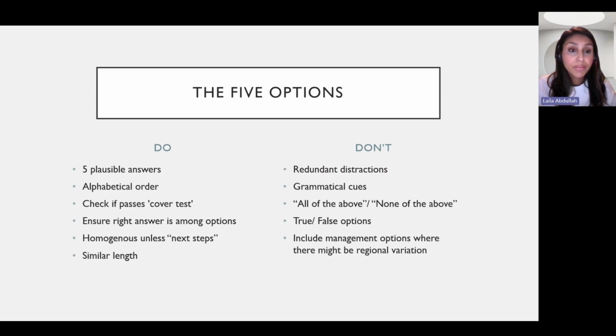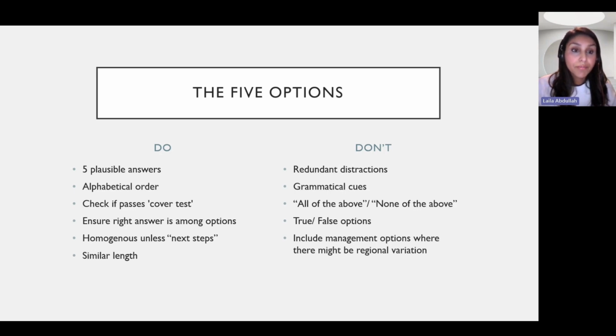So with the 5 options, there should be 5 plausible options. So try not to have any redundant distractors, so options which can be immediately struck off when reading the question, because that makes it a best of 4 rather than a best of 5. Make sure that the options are in alphabetical order. This just makes it easier for us.